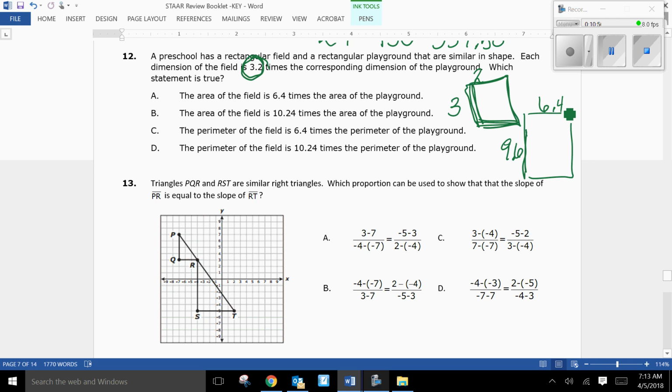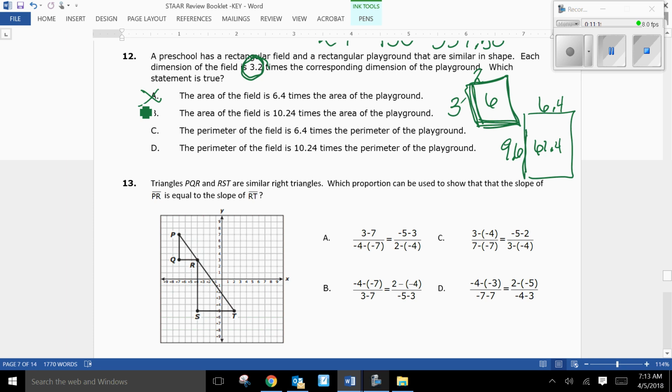Okay, so I want to know what is true. A says the area of the field is 6.4 times the area of the playground. Well, let's look. My area of the playground is 6. And my area of my field is 9.6 times 6.4. So that's 61.44. So it's quite a bit bigger. It's like 10 times bigger. 6 times 10 is about 60. So it's not 6.4 times bigger. Let's get rid of A.